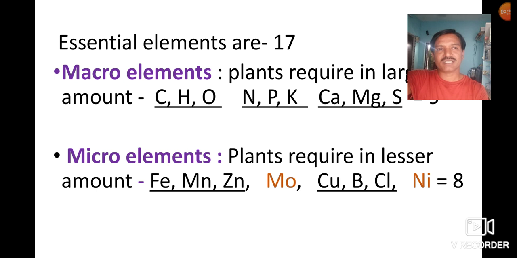Micro elements are 8. Those are iron, manganese, zinc, molybdenum, copper, boron, chlorine and nickel. For our convenience, Fe, Mn, Zn are one group, molybdenum single, Cu, B, Cl, that is copper, boron, chlorine, one group, and the last one is the 17th essential element, nickel, that is also separate. So Fe, Mn, Zn, Mo, Cu, B, Cl, nickel. Nickel is the 17th essential element. We can easily remember that one. This is the reading frame.